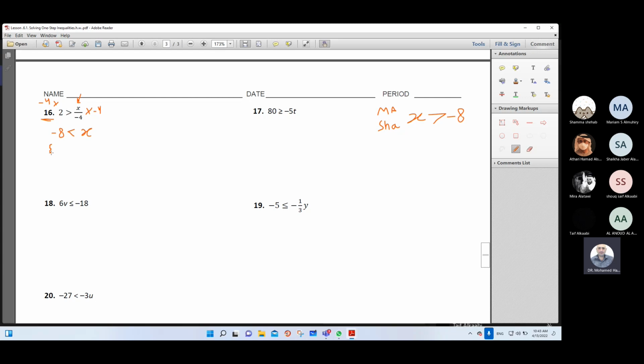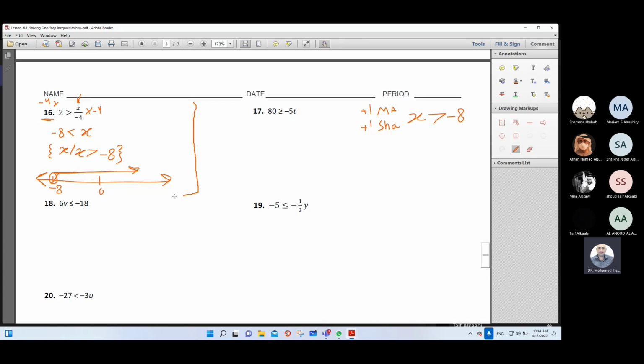So we can write the set of solution: x such that x greater than negative 8. Thank you, Maryam. Thank you, Shamma. So if you want to graph this inequality, determine the 0 in the middle, then represent minus 8. Then as you see, we don't have equal in the sign, so draw an open circle. Then x greater than means the direction to the positive side.